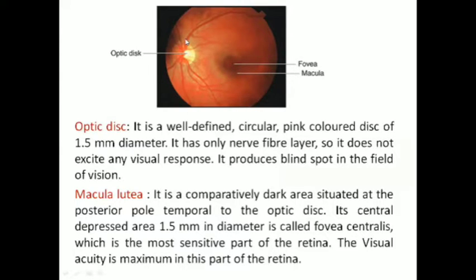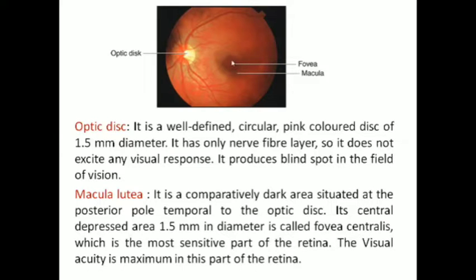You can see here, this is the optic disc. It is a well-defined circular pink colored disc of 1.5 mm diameter. It has only nerve fiber layer, so it does not excite any visual response. It produces the blind spot in the field of vision.